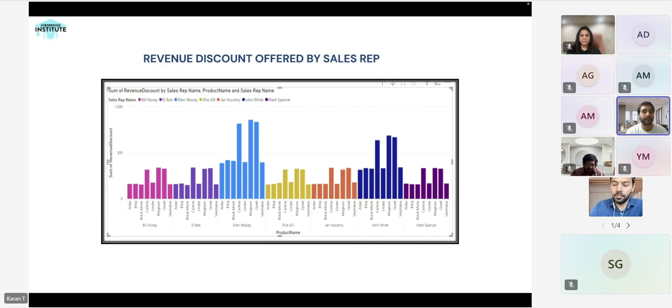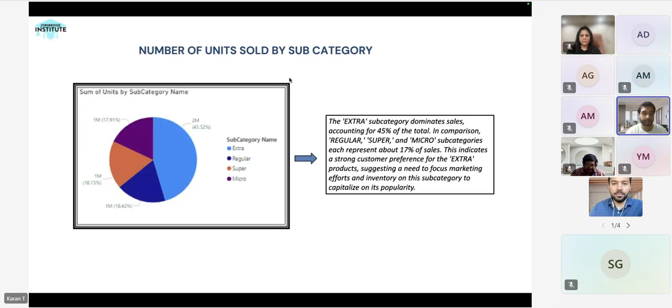Additionally, I would say that targeted training programs for sales representatives can help improve their selling techniques and reduce the reliance on discounts. In conclusion, I would like to add for the sales representative part that our detailed analysis on the sales representative performance has provided valuable insights into their sales techniques and the impact of discounts on revenue. So by leveraging these insights, we can take targeted actions to optimize sales performance and improve profitability. Please go ahead with the next slides.